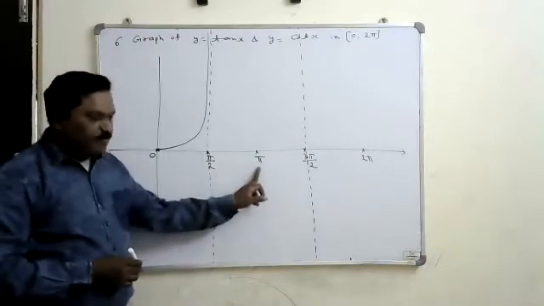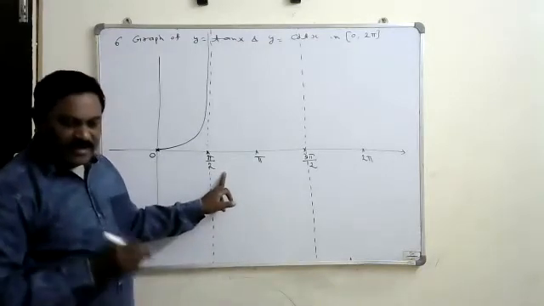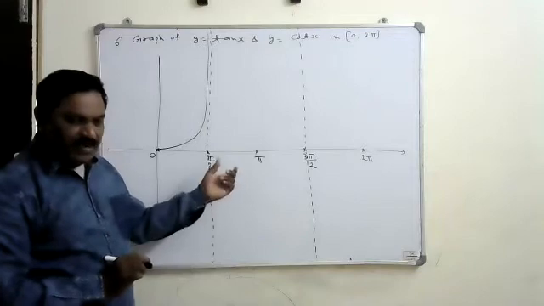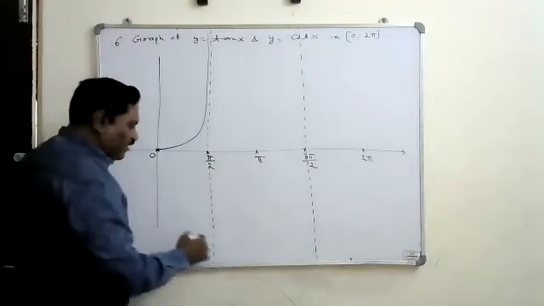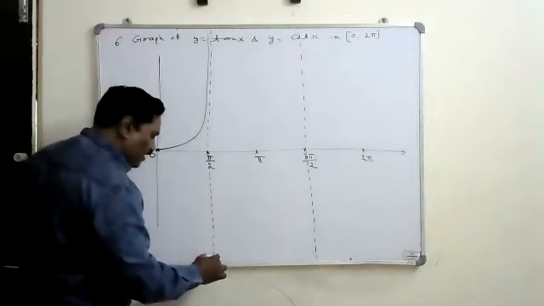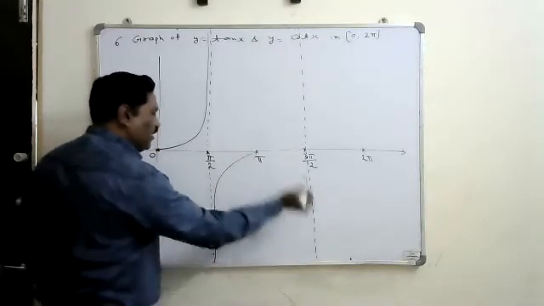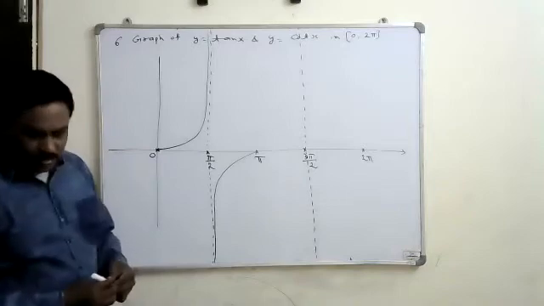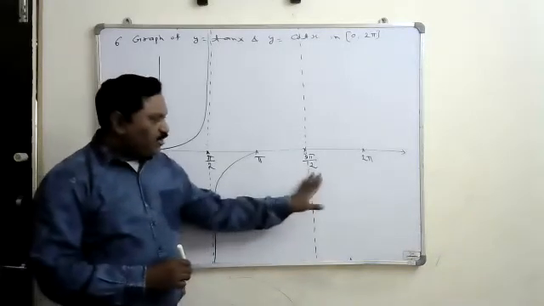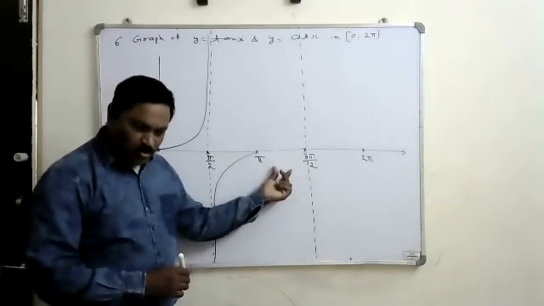Similarly, pi by 2 to pi, for all these angles, tan gives negative values. This is the angle of the second quadrant. Tan is negative. Means it comes from negative infinity and reaches 0 there. Tan pi is 0.